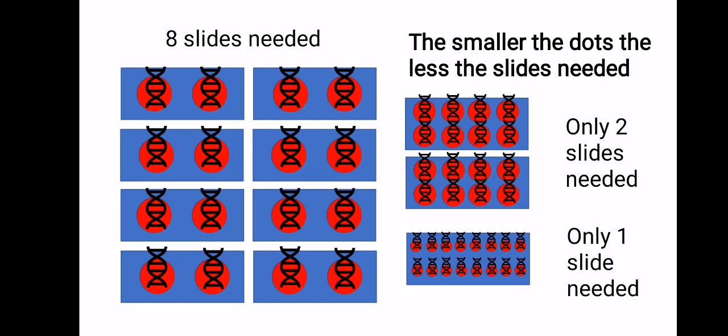Similarly, what if these circles are actually the spots, the dots, on the DNA microarray, which is the slide that I showed you just now? When the spot is very big, we need 8 slides of microarrays. If the spot becomes smaller, we only need 2. And if the spot is even smaller, then we only need 1 slide to test for all 16 different DNA. So the smaller the dots, which can also be called spots, the fewer slides needed to test for the same amount of DNA. This is the concept for microarrays. That's why the spots are very small.